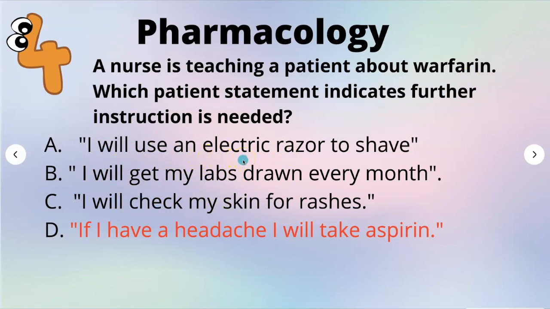They should be using an electric razor because there's less chance of cutting themselves and bleeding. They do have to get their labs drawn to check that their levels are in therapeutic range. A possible side effect of warfarin is a skin rash, so they have to monitor for that. And if I have a headache, I will take aspirin. So you don't want to take an anticoagulant and an antiplatelet because you increase the chance for bleeding.